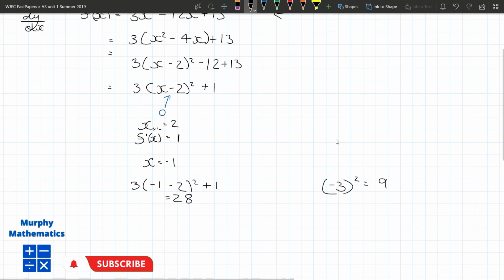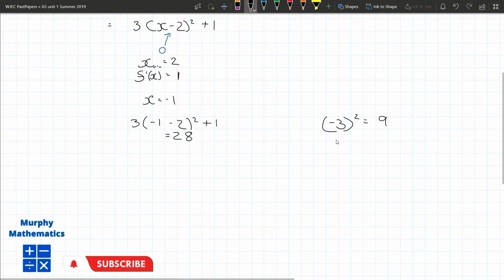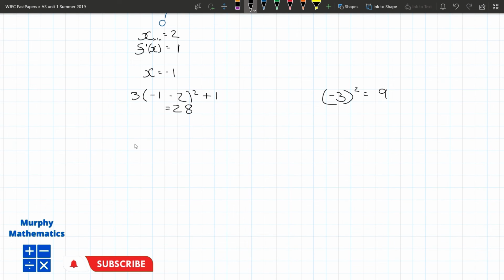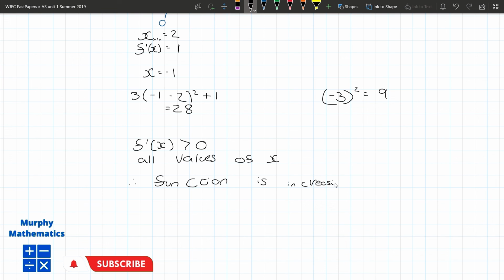And there we go, we've shown that for all values of x, the derivative, so we can put f comma x, is greater than 0 for all values of x. And therefore the function is increasing. And that's it, that's proved.